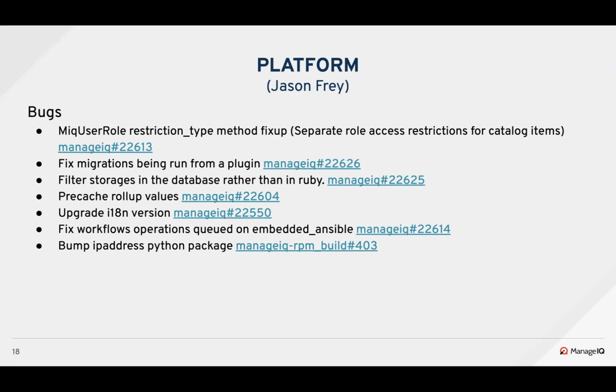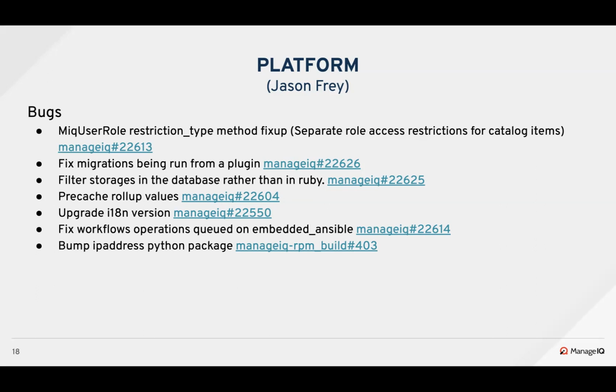I fixed the problem where migrations being run from a plugin were just broken. Brandon had a performance change where he changed it to filter storages in the database rather than Ruby, so via SQL. Keenan had a change to pre-cache rollup values to prevent us from calling references multiple times on the same objects. The I18N version was upgraded to a version that now works. Previously, we had it pinned to a version that had a problem.